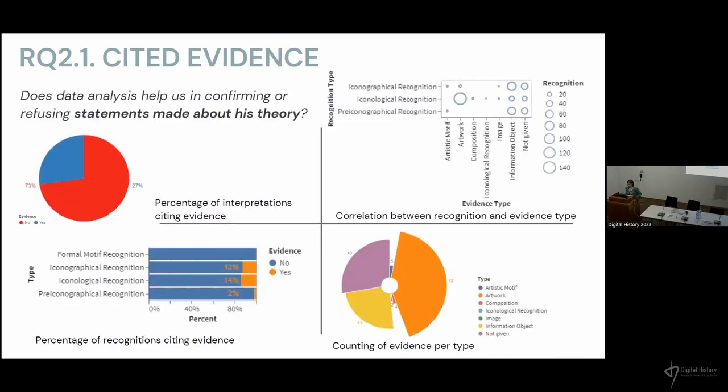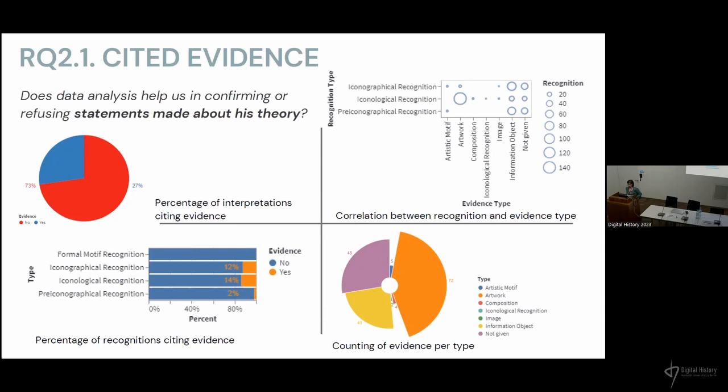The second question is whether the analysis helps us in confirming or refuting statements made about Panofsky's theory himself. As I said before, there is some criticism against his theory, mainly that a part of scholars says that his method relies too much on the textual sources without taking into account the visual message of the artworks themselves.